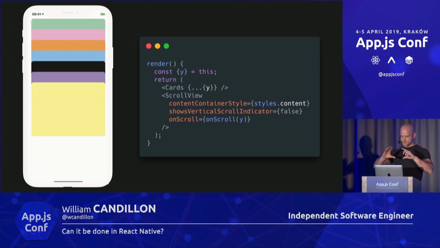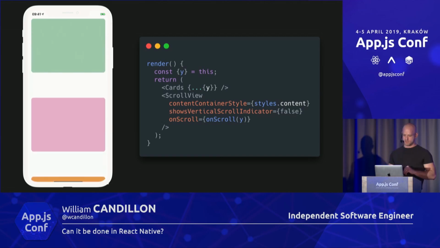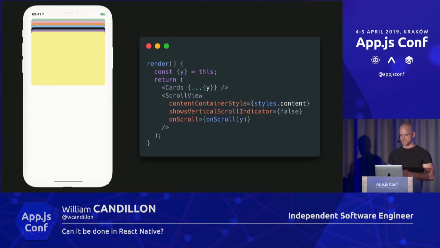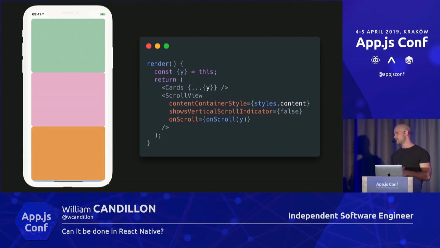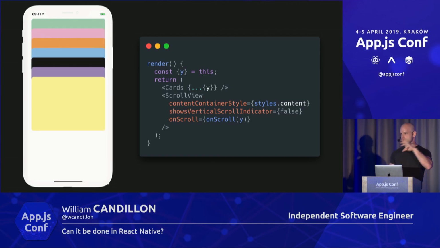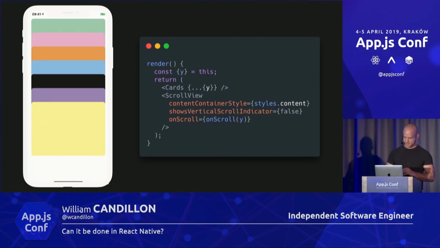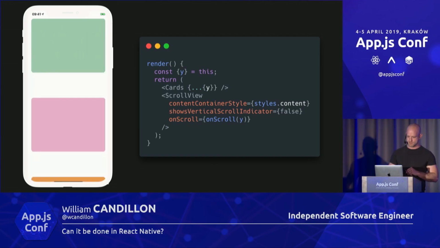So here we have the scroll view, which is hidden, overlaid on top of the cards. We use it to get the Y animated values, and then in the cards components, we're going to interpolate from this value to build the animation. Let's look at another example.